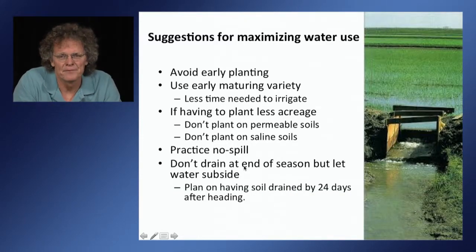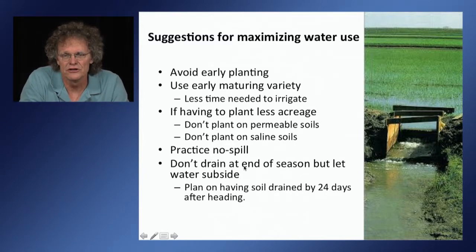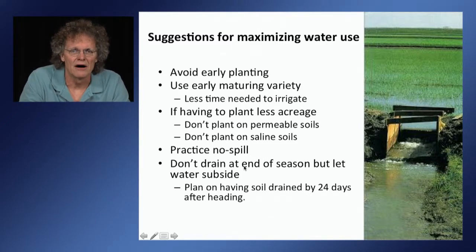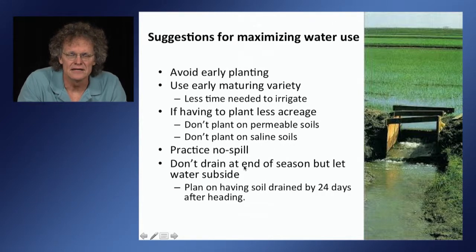So, wrapping up, some suggestions for maximizing water use. In these last couple slides, we're going to summarize some of the things we've talked about and put it in a different sort of framework. First of all, we want to avoid early plantings. Again, this shortens the time that we need to irrigate the crop. Secondly, let's use early maturing varieties. Again, we're shortening the time required to irrigate.